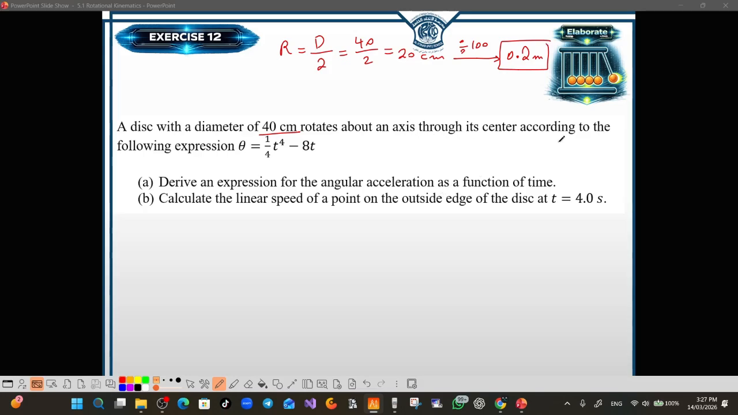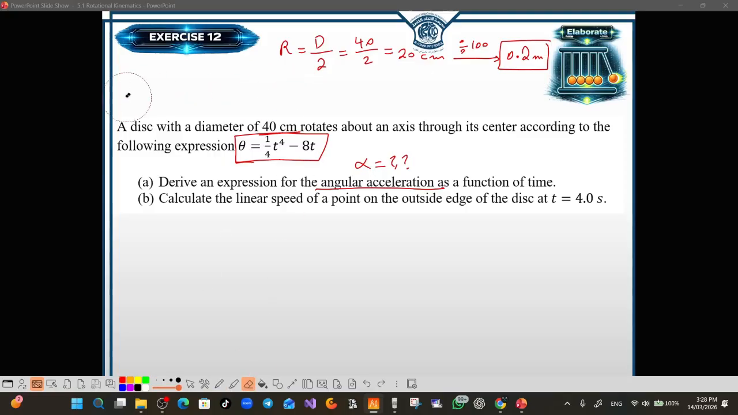The rotation is modeled according to this expression. Theta is equal to 1 over 4 t to the power 4 minus 8t. Because theta is not written as a quadratic equation, the type of motion here is non-uniform motion. In part A, they want me to derive an expression for the angular acceleration, to find alpha as a function of time. As I said, this is not a quadratic equation. We know that theta should be written like theta 0 plus omega 0 t plus half alpha t squared. So we have a squared term there, which allows us to use the kinematics equation.